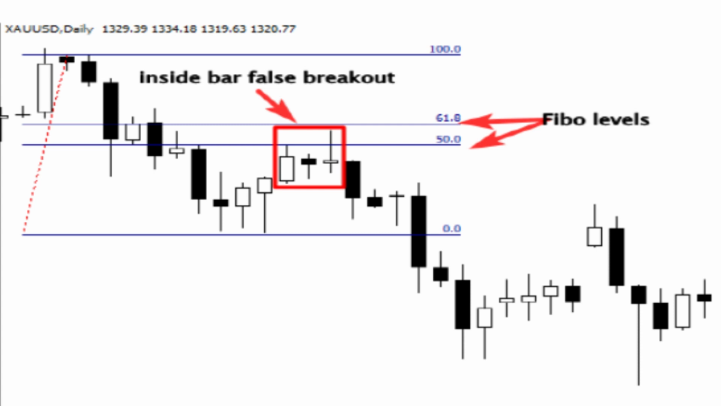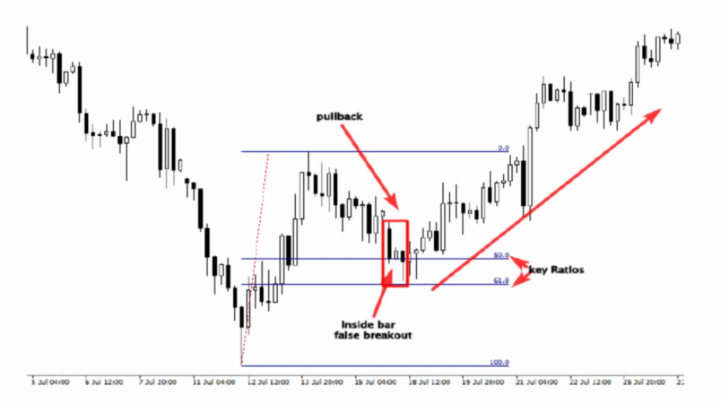The second reason is the key Fibonacci ratios that represent a resistance level, and the third one is the inside bar false breakout. One signal is not quite enough to make a good trading decision. You have to look for multiple triggers that support your analysis. This way, you will put the odds of success in your favor.